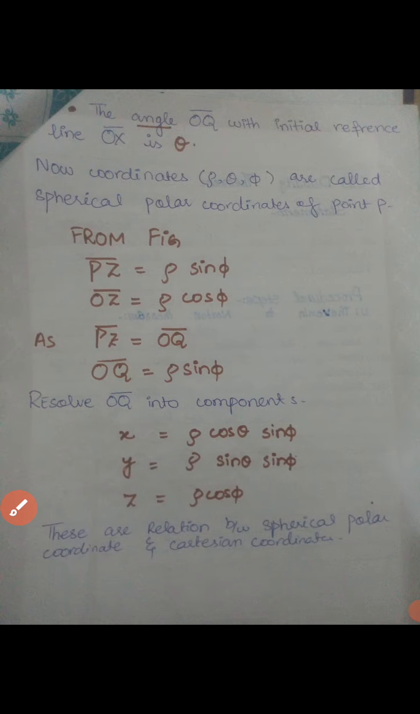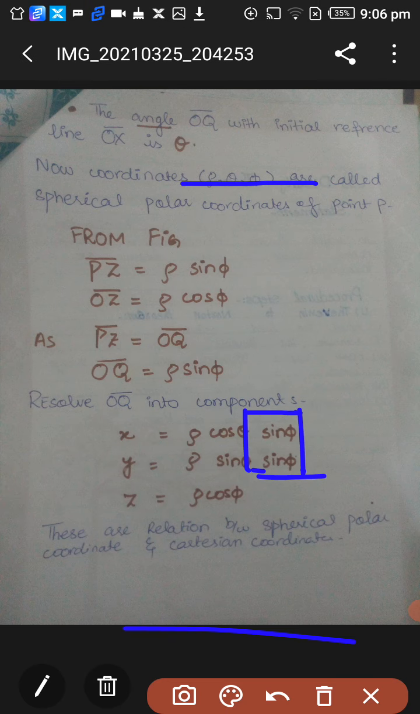Now the coordinates rho, theta, phi are called the spherical polar coordinates of a point P. It means that we are able to find the coordinates rho, theta and phi. These are called the polar coordinates of point P. Basically we have to tell about these three numbers, rho, theta and phi. These are very important.